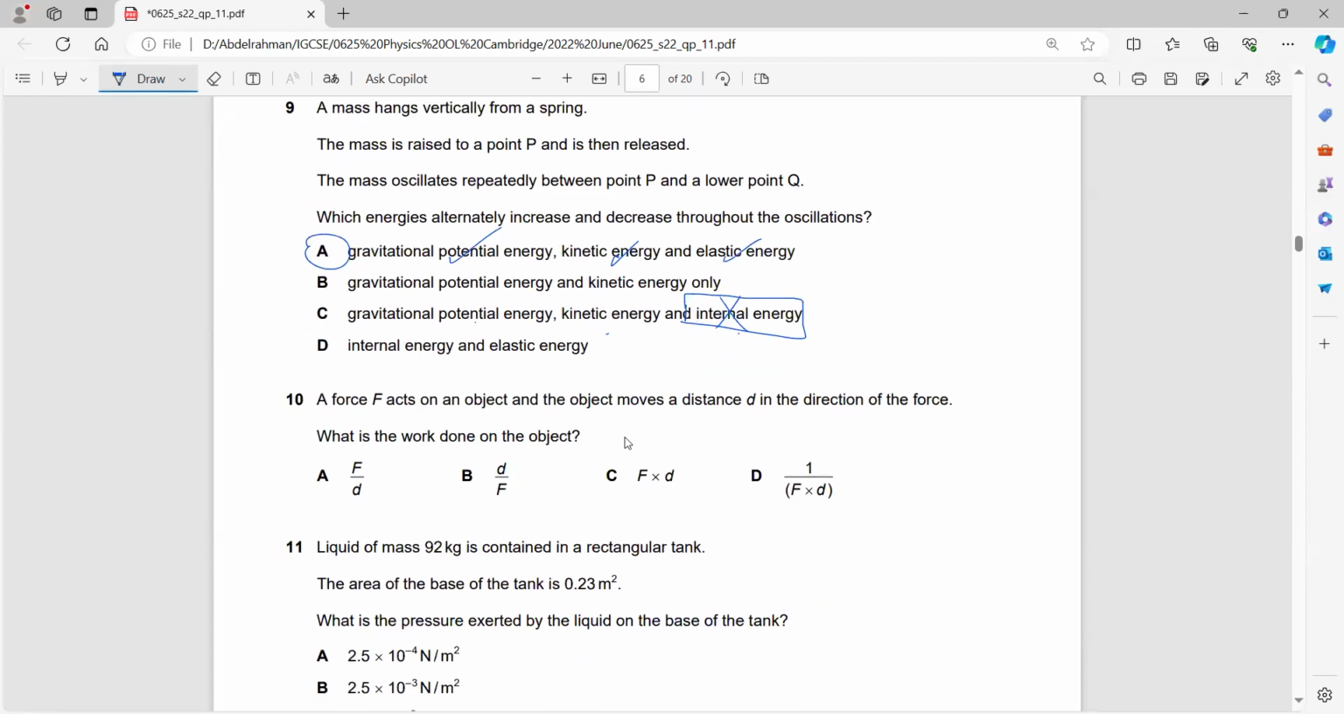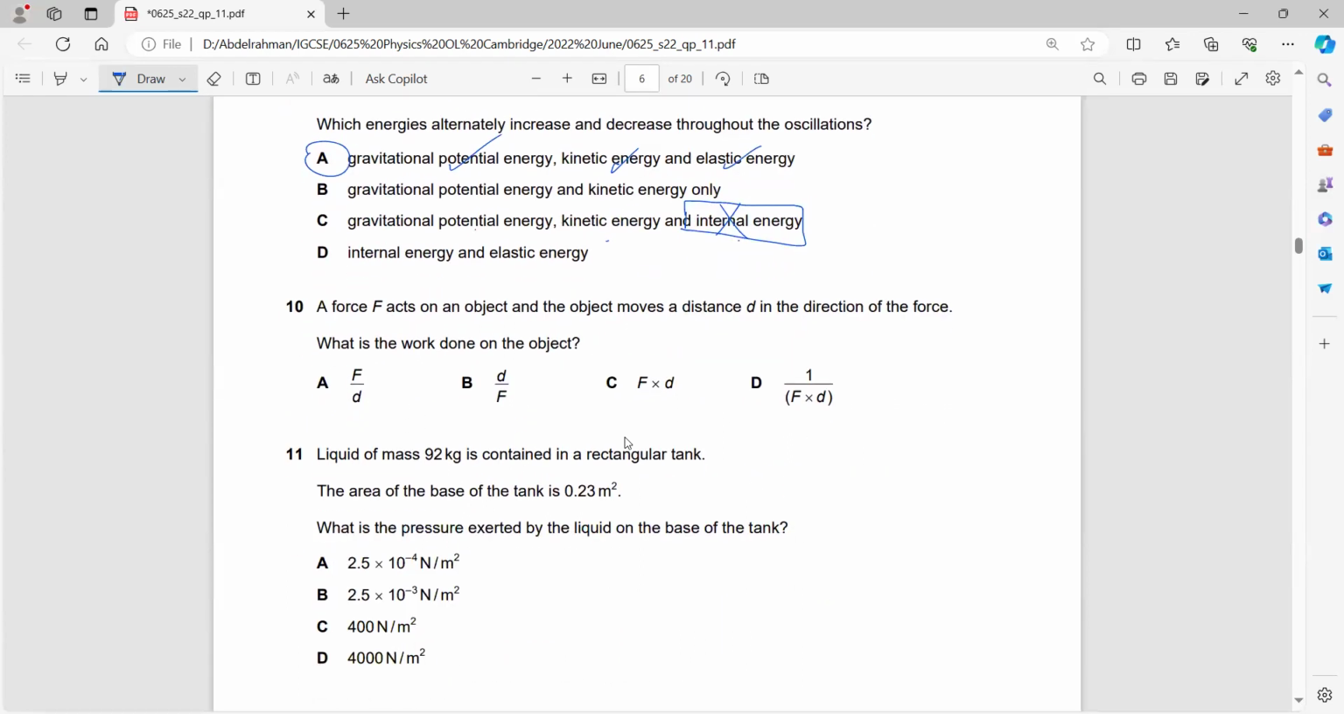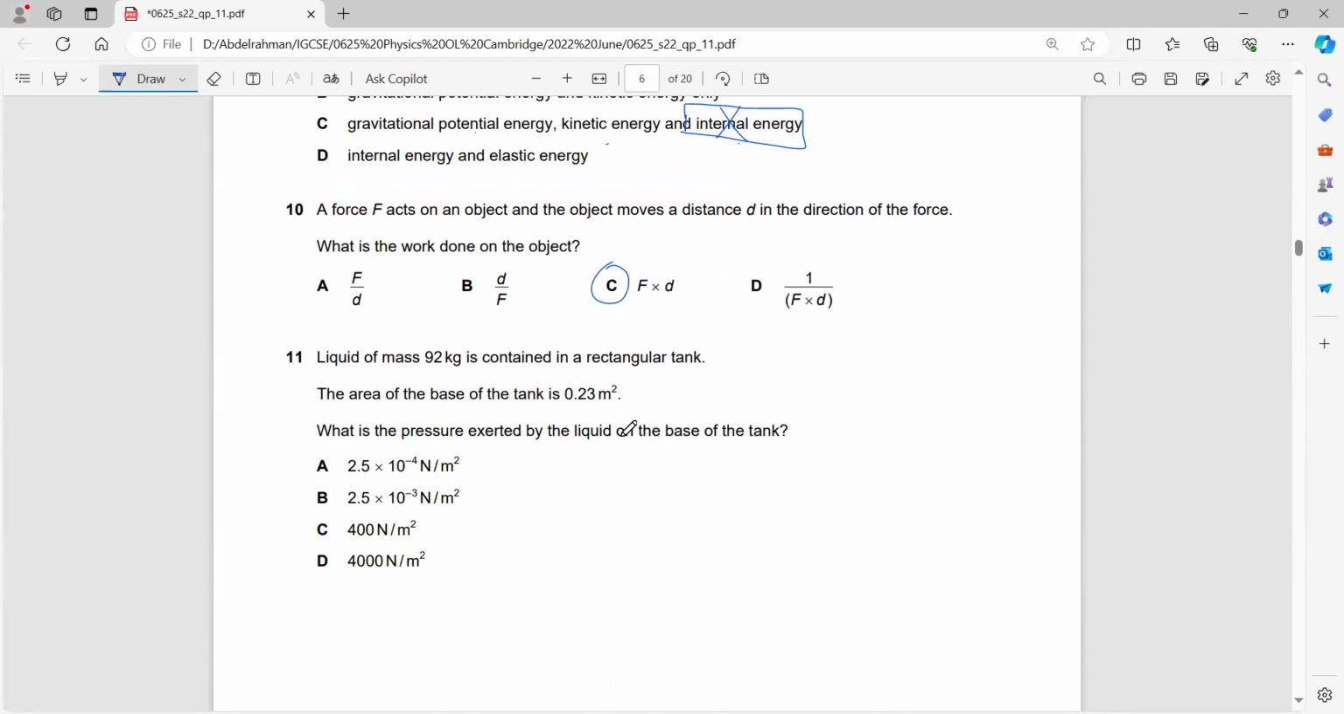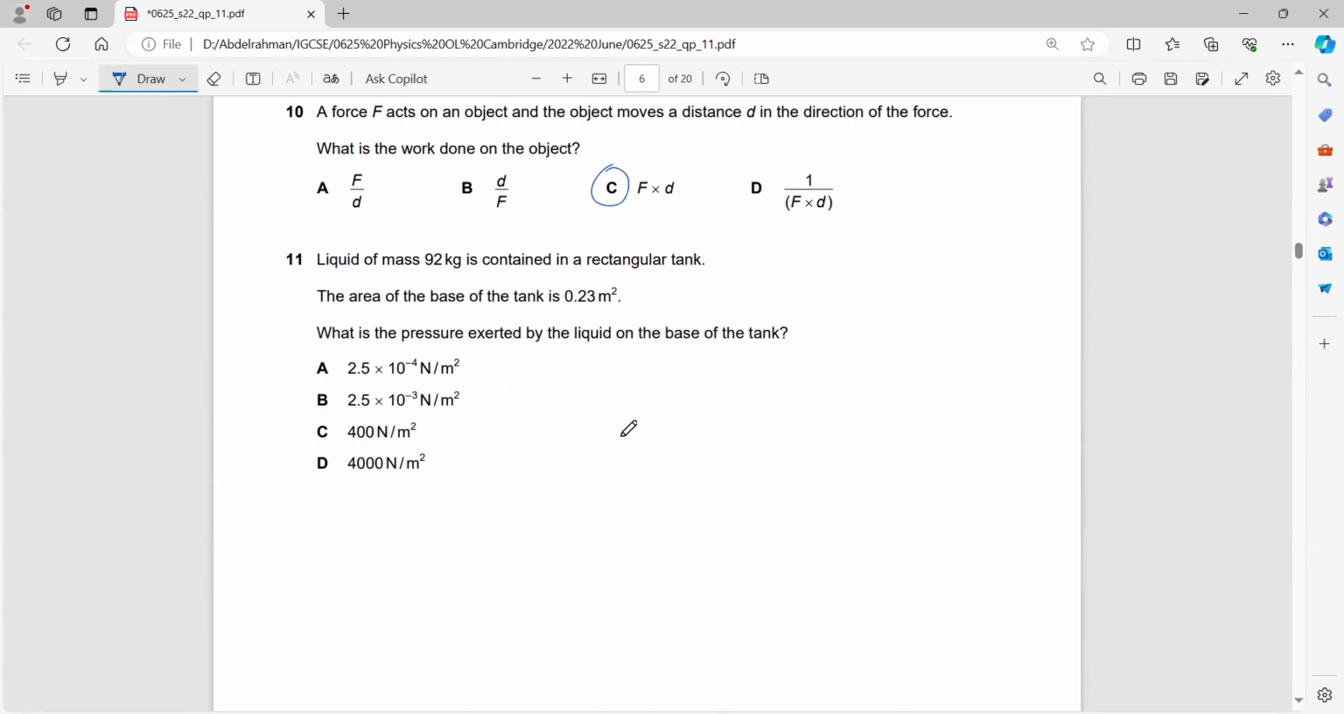Okay. What is the work done? Work done equals force multiplied by distance. Force and distance, okay, area of the base. What is the pressure? How can I calculate the pressure? Force over area. Pressure equals force over area. What's the force and what's the area?